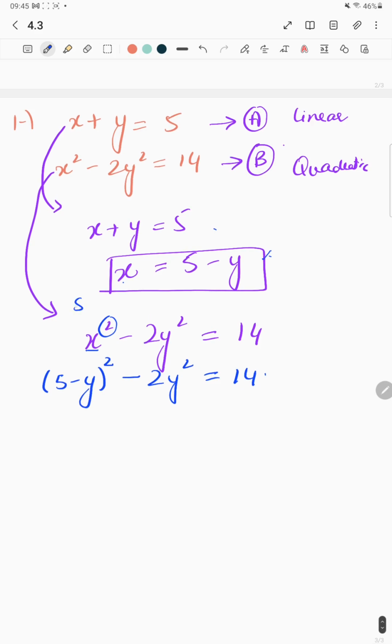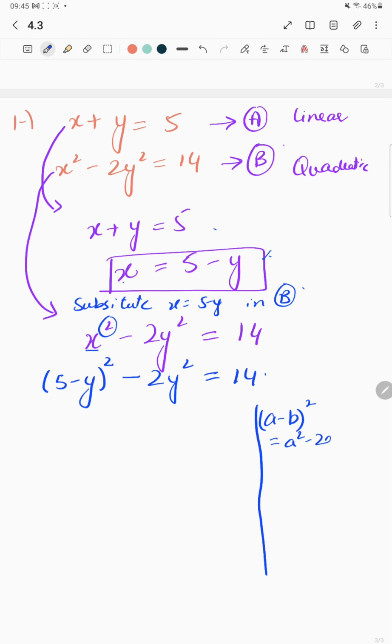Okay, we are going to substitute x is equal to 5 minus y in equation B, and we will get this. Now, always remember the two formulas: (a minus b) whole square is equal to a square minus 2ab plus b square, and (a plus b) whole square is equal to a square plus 2ab plus b square.